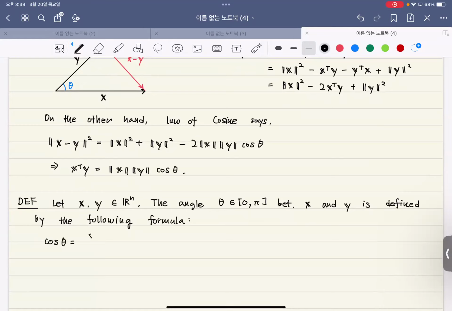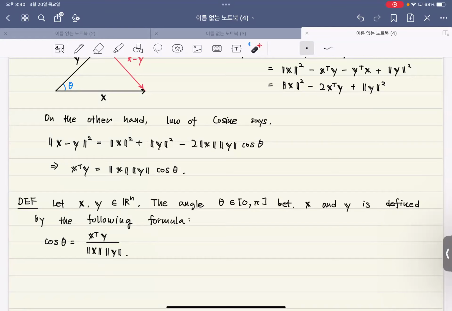Cosine theta is x transpose y divided by the length of x times the length of y. This equation is nothing but solving for cosine theta. In order to justify this definition, I need to show that this number is always between -1 and +1. How do I know that? There are many explanations, but the easiest may be the Cauchy-Schwarz inequality. If you understand it, then the absolute value of x transpose y is always less than or equal to the product of the lengths. Therefore, that number must always be between -1 and +1.